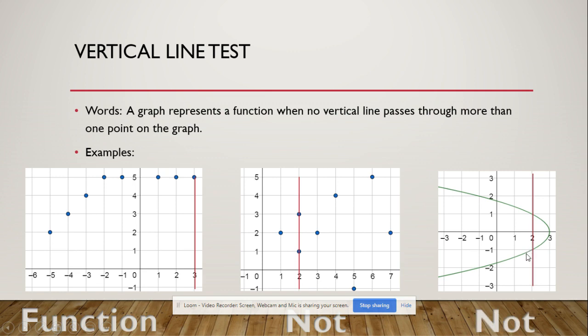Now that's the vertical line test. And the vertical line test is once again just going along with that idea that each input, x, can only have one output, y.